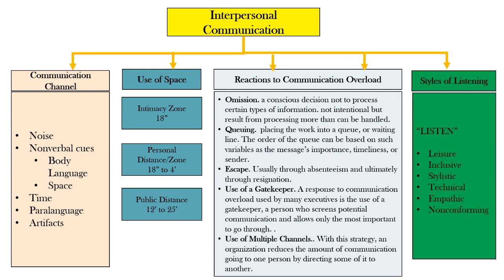Now, we have reactions to communication overload. We have omission, queuing, escape, use of a gatekeeper, and the use of multiple channels. We consciously decide not to process certain information, not intentionally, but as a result of processing more than can be handled. That's why we omit. We also place the work into a queue or waiting line, and the order of the queue can be based on such variables as the message importance, timeliness, or the sender.